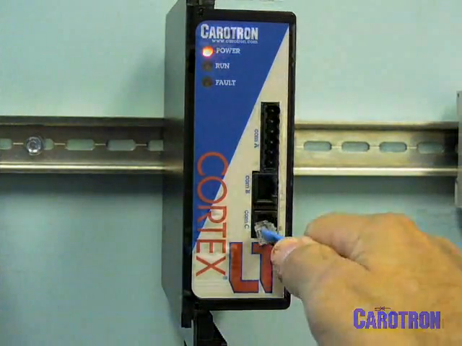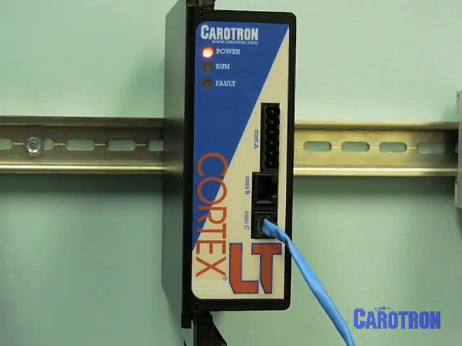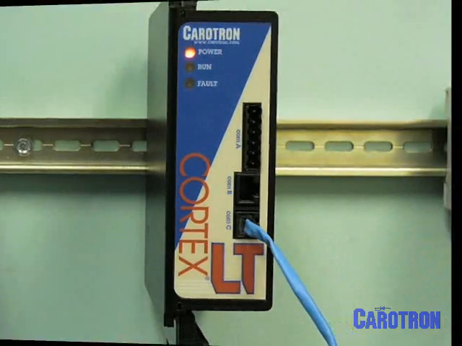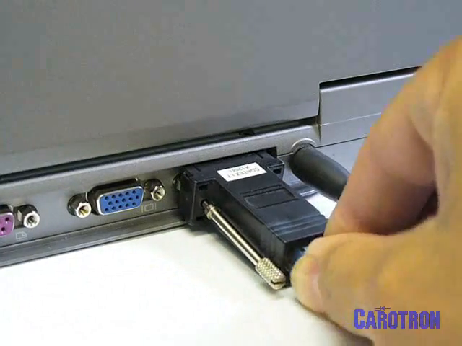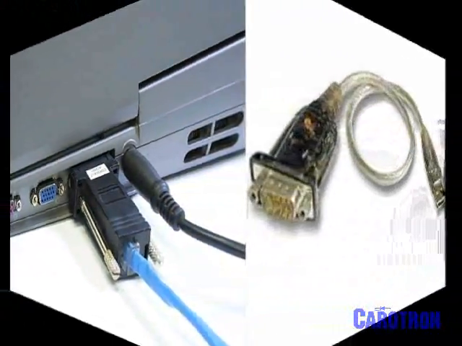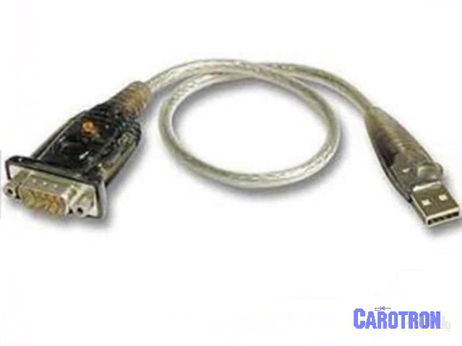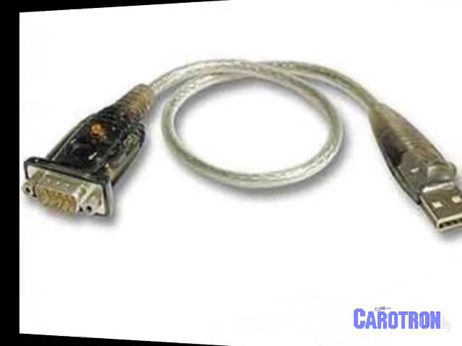First, connect the communication cable into the COM-C port on the Cortex LT. Connect the other end into an unused serial port on your computer. If your computer does not have a serial port, you will have to use a USB to serial adapter.